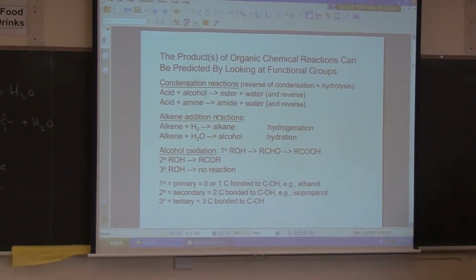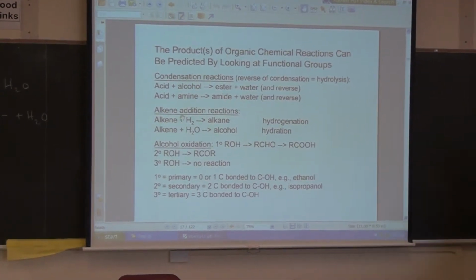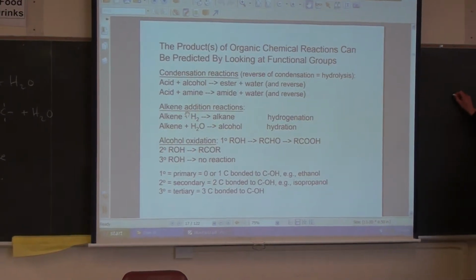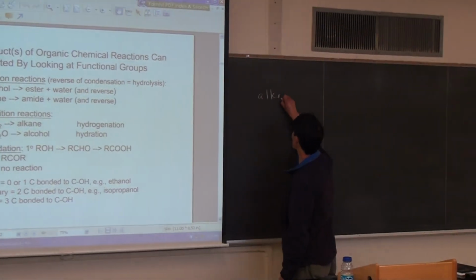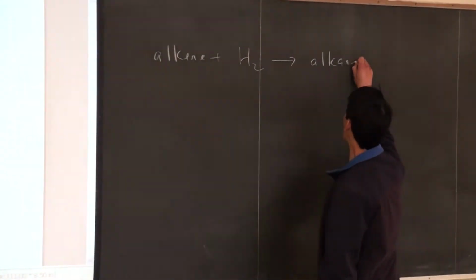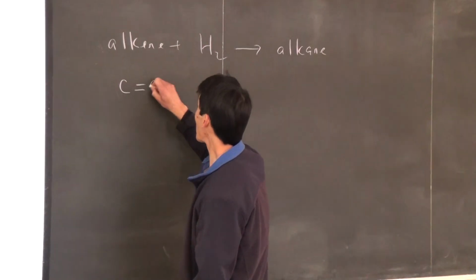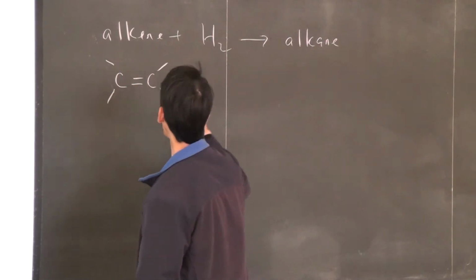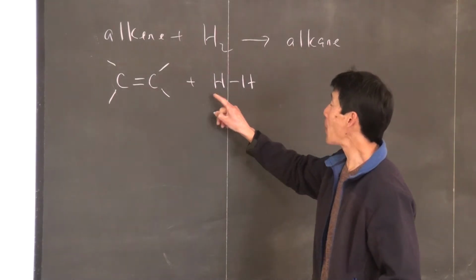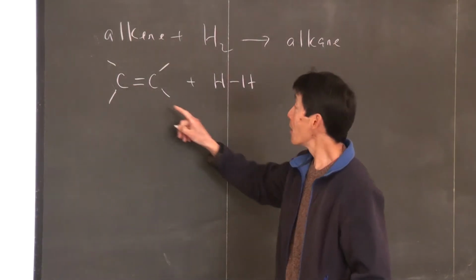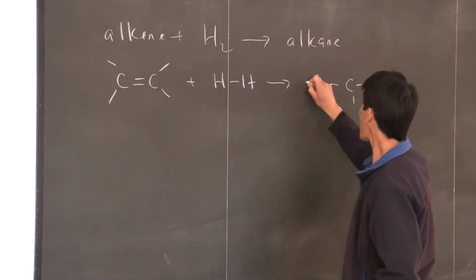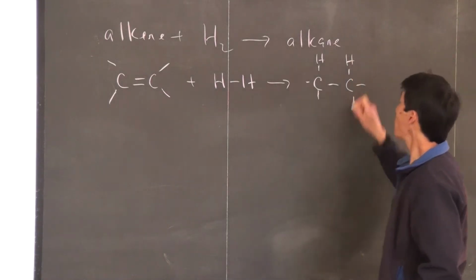Okay, now let's take a look at these reactions. So an alkene can react with hydrogen to produce an alkane. So we have an alkene plus hydrogen to produce an alkane. So what's happening is that an alkene has a carbon-carbon double bond, and this is hydrogen. So one hydrogen bonds to one carbon of the double bond, the other hydrogen bonds to the other carbon of the double bond, and that produces an alkane.